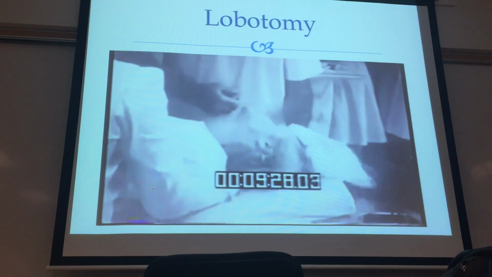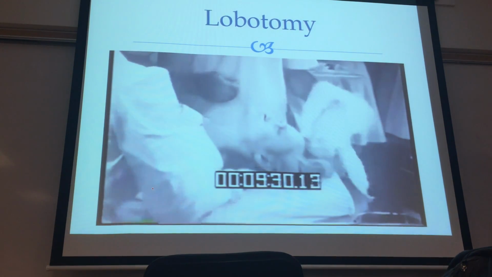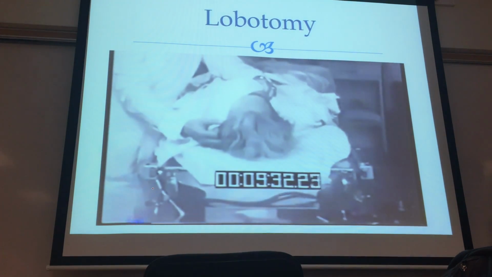And here they're just triggering their seizures to take place. They still do ECT, but they obviously have very refined the procedure.